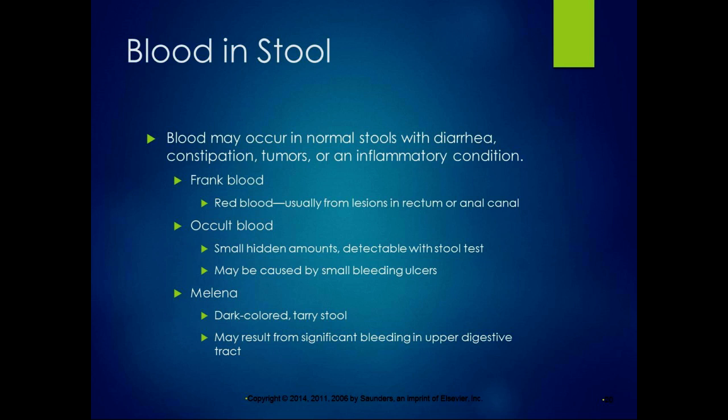It's coming out red. Occult blood: occult means hidden, so it's small hidden amounts that aren't detectable except with a stool test in the lab. They can be caused by small bleeding ulcers. So a lot of times you have ulcers higher up in the digestive tract. The little bit of blood that comes out is getting partially digested and mixed in with your stool. Melena is a dark-colored tarry stool, and it usually results from significant bleeding in the upper digestive tract.